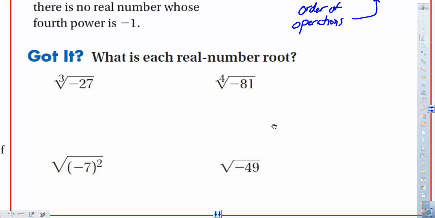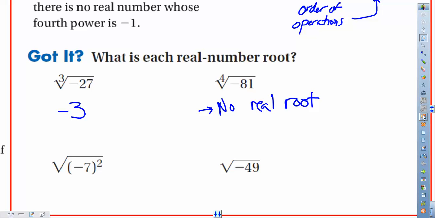All right, so let's take a look at that first one, the cube root of -27. Can we picture a number that when you multiply it by itself 3 times, you get -27? Well, the number's got to be negative, and so the correct answer here should be negative 3. Kaboom. So negative 3 would be the cube root of negative 27. What would be the fourth root of negative 81? Think about it. Careful. That's right. No real root, because we're taking an even root of a negative number.